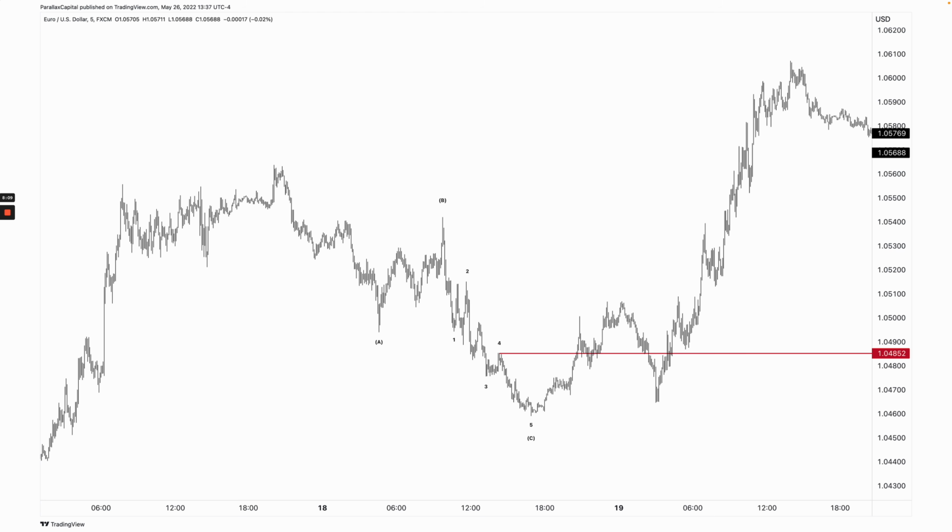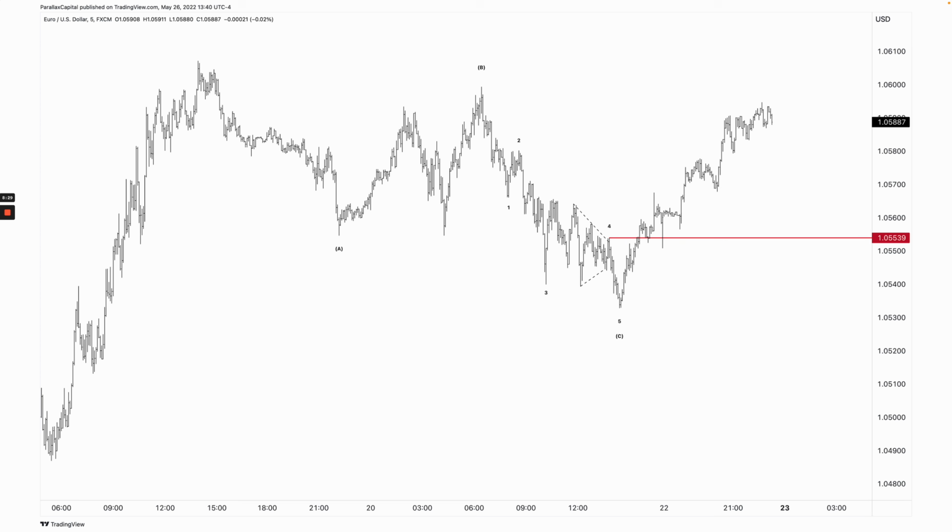Here's another example, again in the euro, and again I'm labeling the subwaves for wave C of the zigzag. You can see that the wave 4 extreme comes in at 104.85. So we're entering the market long on a break of that key level, and we can again just place our stop loss a few ticks beyond the extreme of wave C.